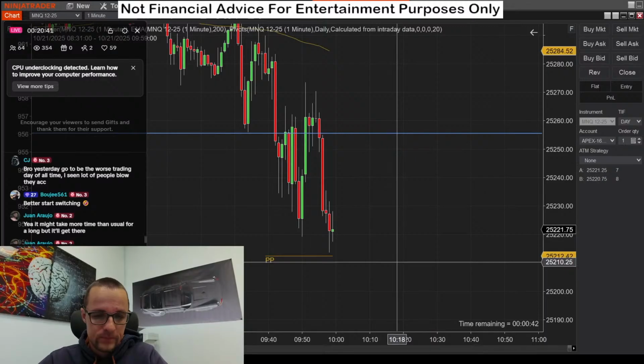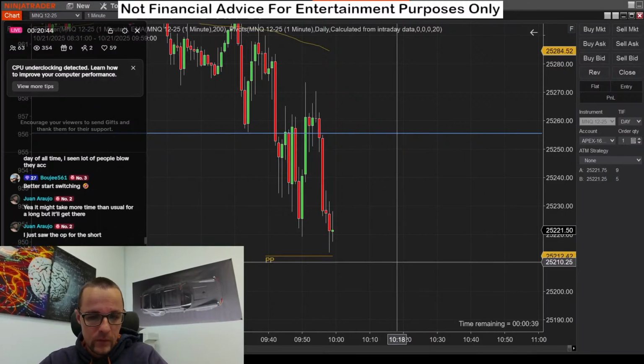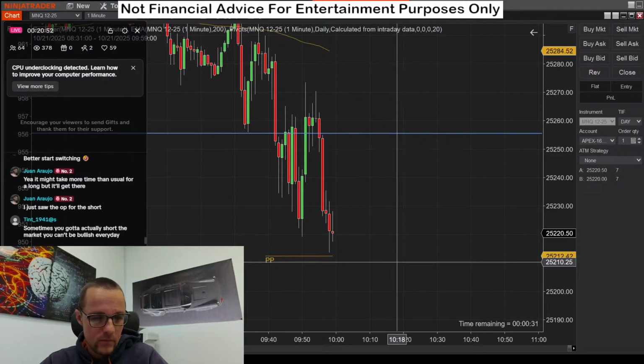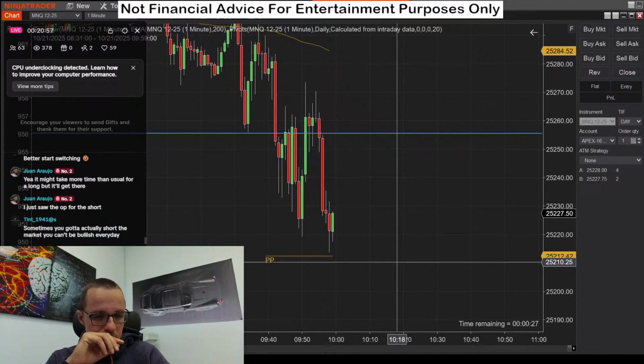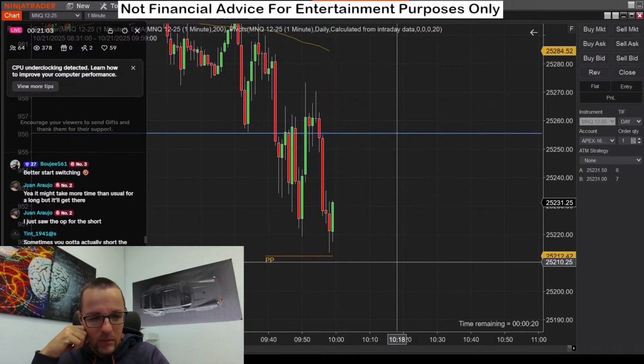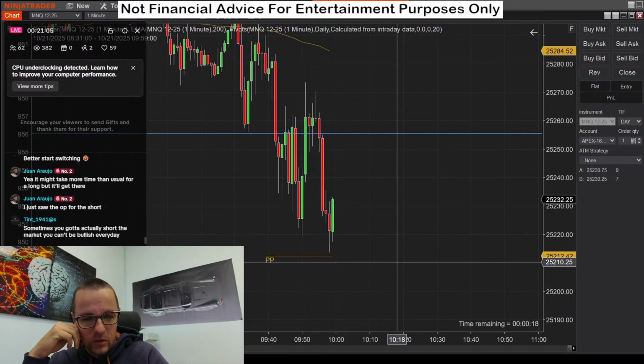Sellers are strong. We are below VWAP too, so sometimes you've got to actually short them more. I do short. My last trade I took on this strategy was a short.